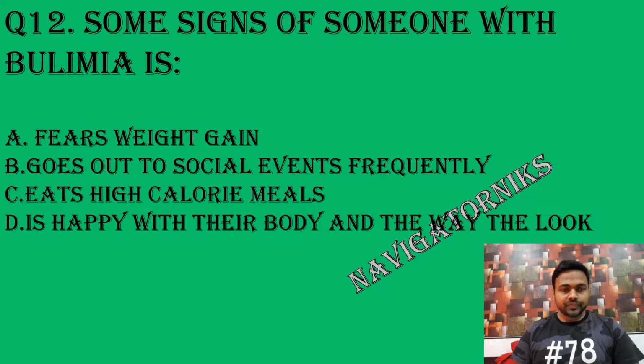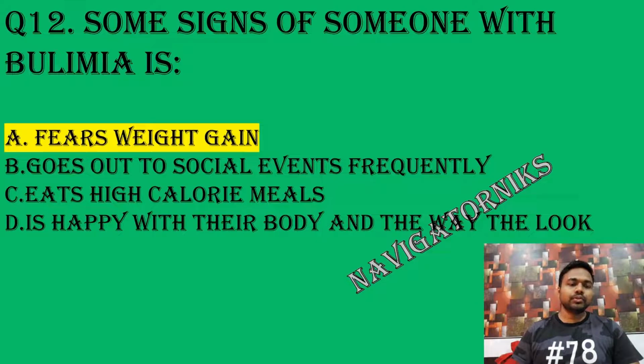Number 12. Some signs of someone with bulimia is option A fears weight gain, B goes out to social events frequently, C eats high calorie meals, D is happy with their body and the way they look. And the correct option is option A fears weight gain.